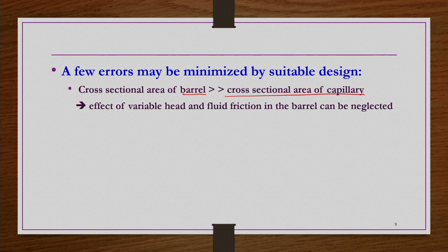Okay. How can we change the design or operational parameters so that some of these errors may be minimized, so that we can avoid them or neglect them without considering them in the design of the capillary viscometers? So, that is the next step. If you have a cross section area of the barrel very much larger than the cross section area of the capillary, then what will happen? The effect of variable head and fluid friction in the barrel can be neglected. So, from a design point of view, you make such a choice.